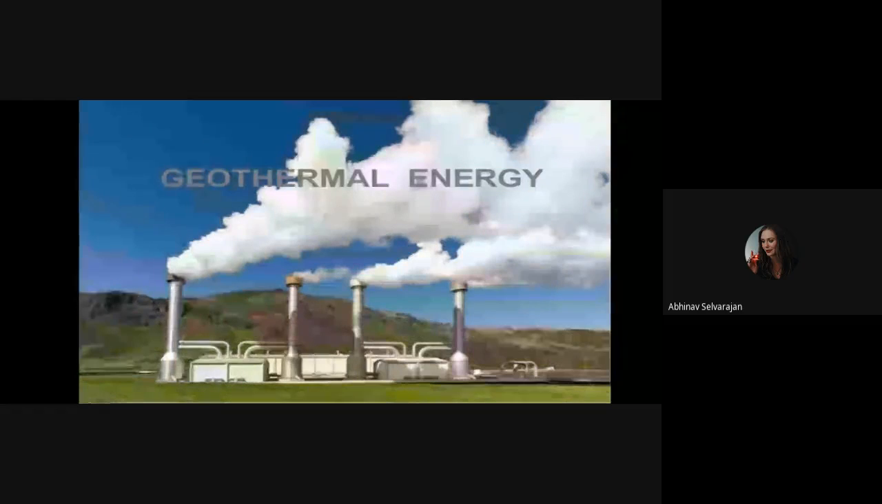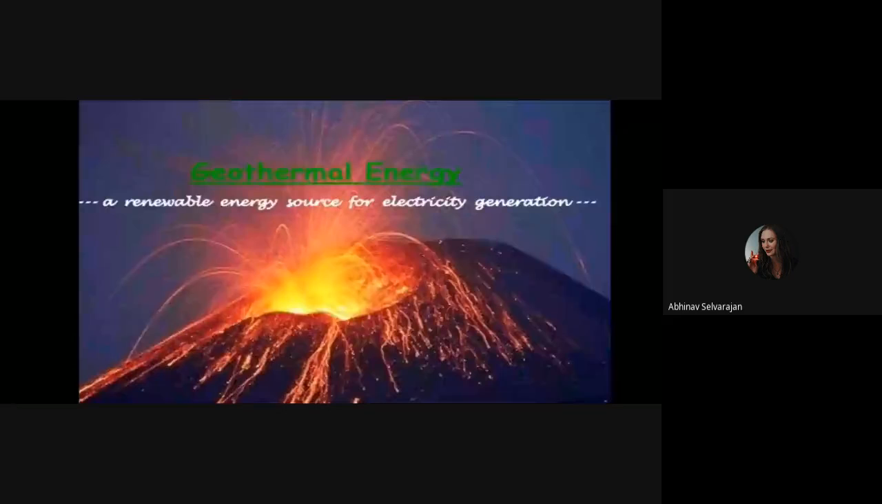Okay. Next section is geothermal energy. Geothermal energy is a renewable energy source for electricity generation. Geothermal energy is used to produce electricity. Clear?